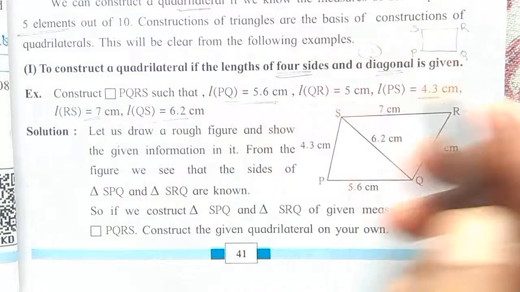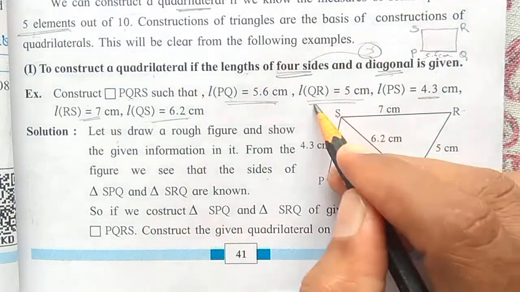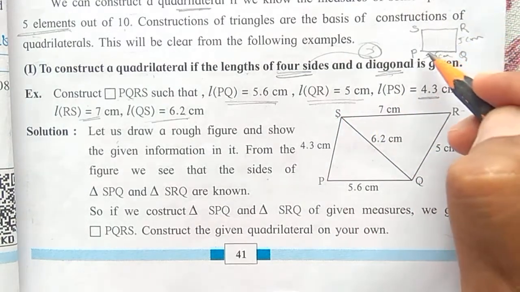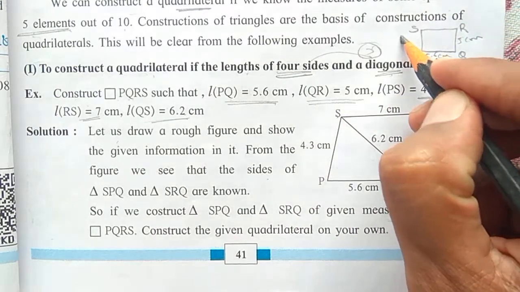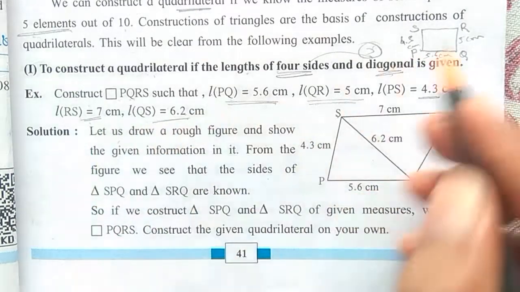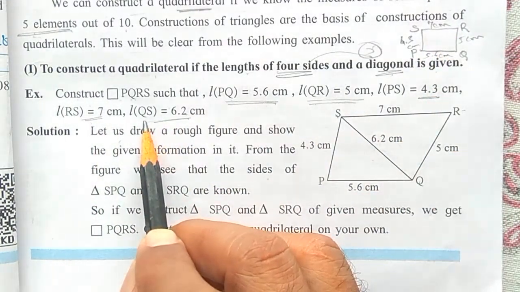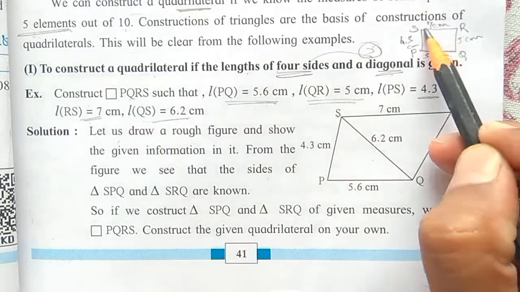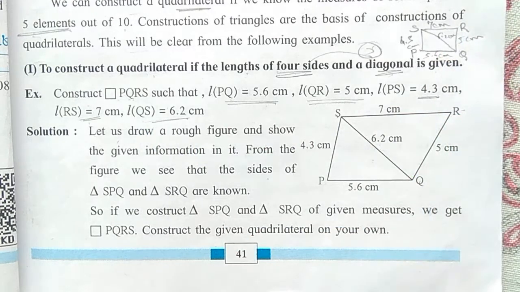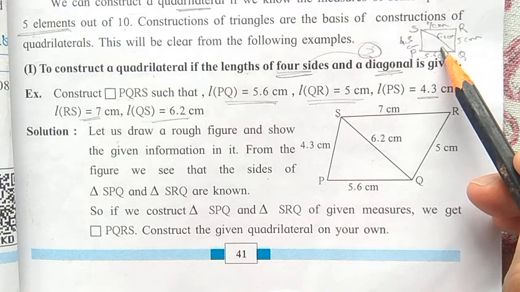Okay. In that length of PQ is given 5.6 centimeter. Okay. QR is given 5 centimeter. PS is given 4.3 centimeter. Length of RS is given 7 centimeter. Okay. Length of QS is equal to 6.2 centimeter. Right? This way our quadrilateral will be. Alright?